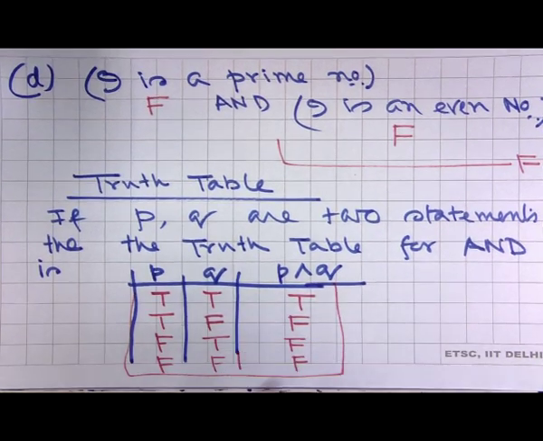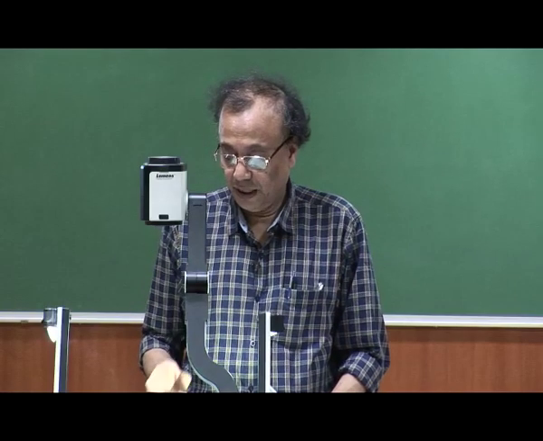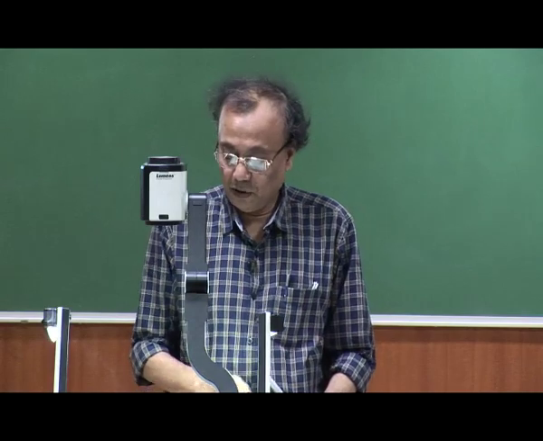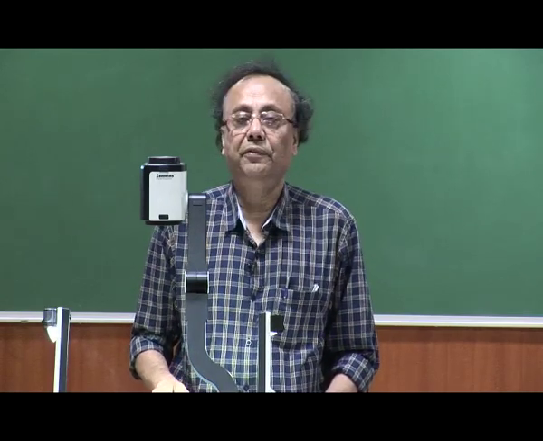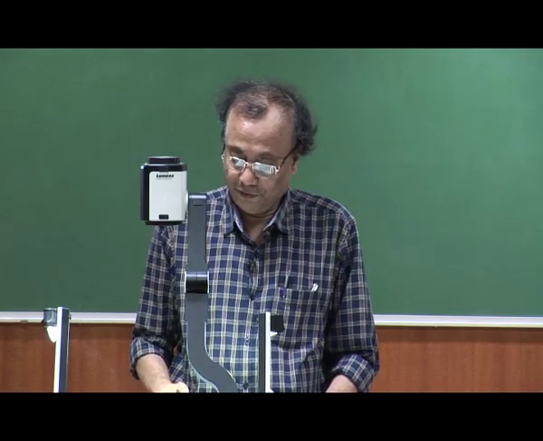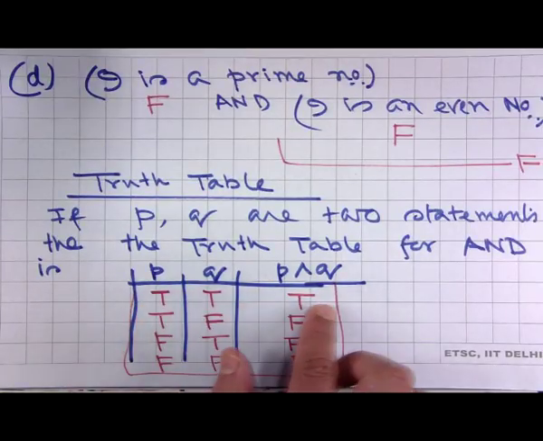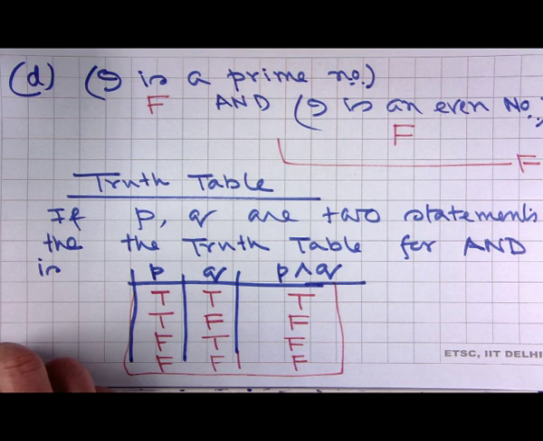So, this gives us the formula to compute the truth value of the compound statement generated by the AND of two individual statements, and this is the formula: true and true is true, true and false is false, false and true is false, and false and false is false.